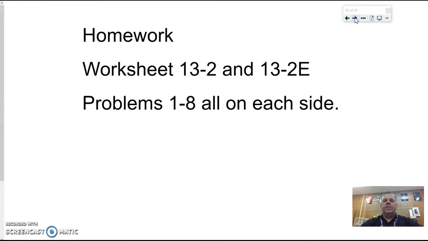Your homework for today is worksheet 13.2 and 13.2e. They are on the same sheet. There are 8 problems on each side. You will have the rest of the time to complete this, and these problems will be due on Thursday.